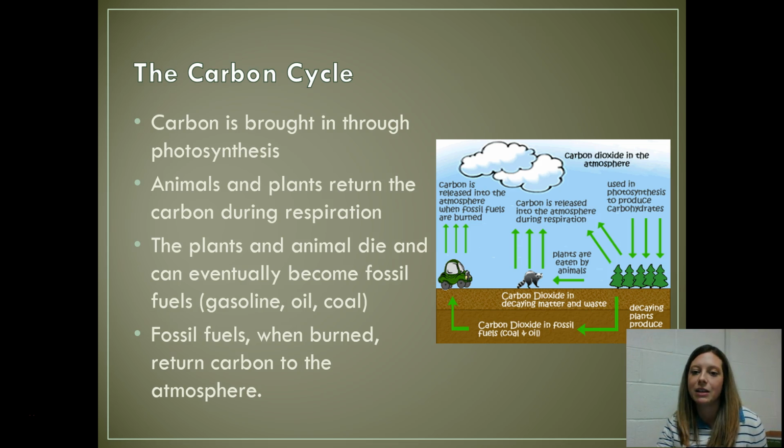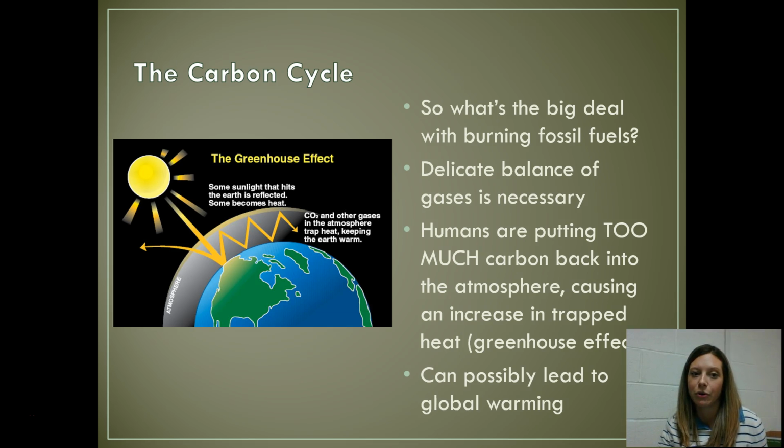So remember, you can pause on any of these and get the pictures that you need for the carbon cycle. So what's the big deal with burning these fossil fuels? Well, we need a very delicate balance of gases, and what we're doing by burning fossil fuels is we're putting way too much carbon back into the atmosphere, much more than what would happen naturally. Naturally, the carbon would get returned over millions of years, but we're burning them and putting carbon into the atmosphere at a very fast rate.